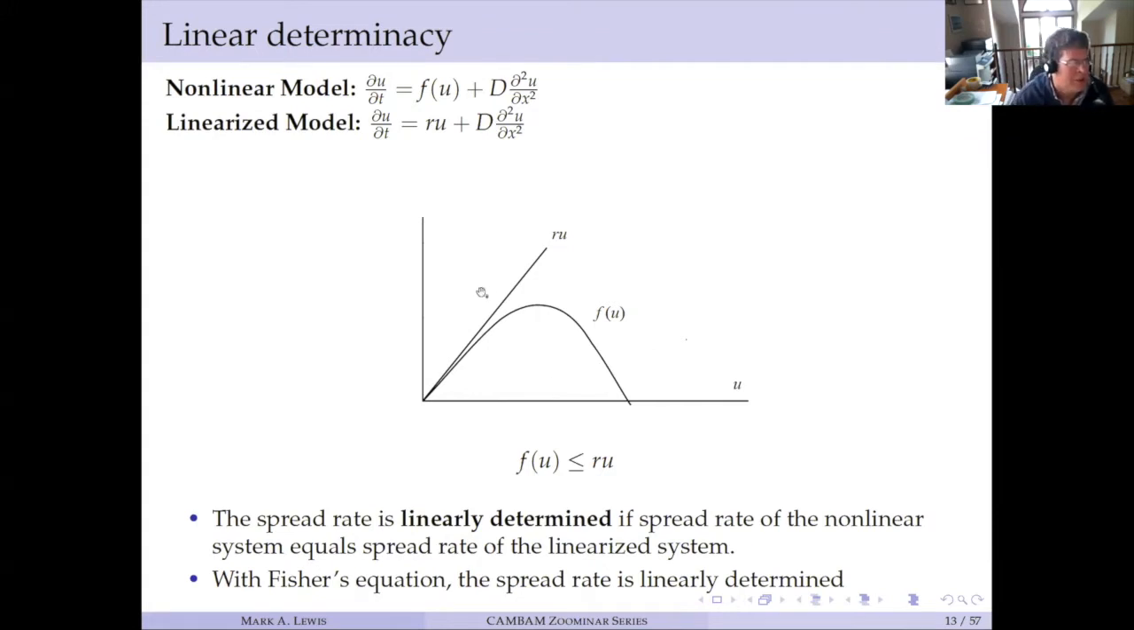And so if we linearize about the leading edge of the wave, i.e. u is equal to 0, and we solve this linear problem, we can write down a solution to that, and that solution will asymptotically spread at the speed c star that is given for Fisher's equation. And so we say that in this case, the spread rate is linearly determined. And so we can sort of ignore those nonlinear higher order terms. This is not always the case though.